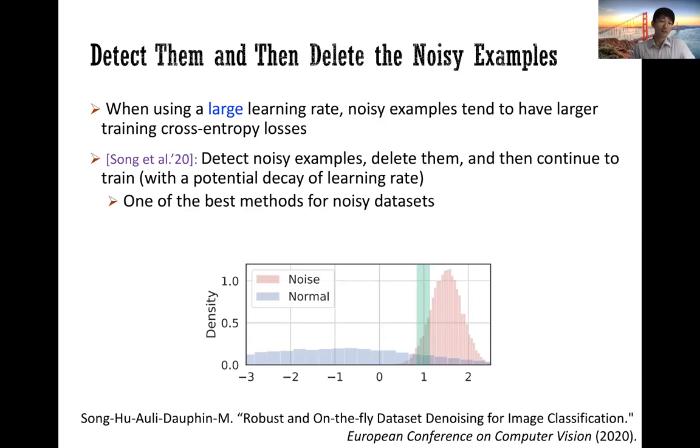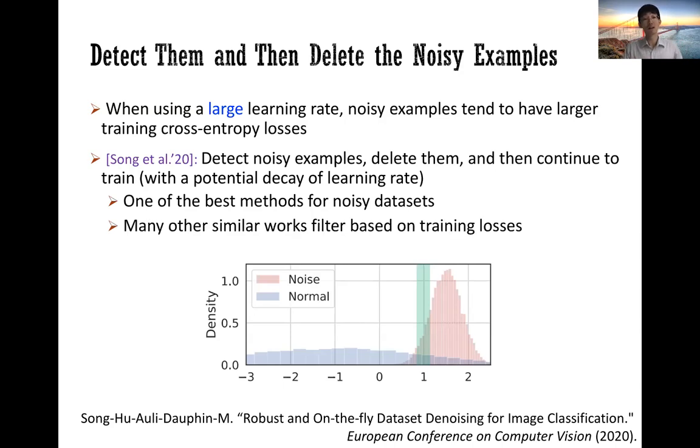We wrote this paper 2 years ago, and still, after 2 years, I think this is one of the best methods for noisy data sets. I highly recommend it. It's very simple to implement. And there are indeed many other similar works that do similar kinds of filtering based on the training losses. So this sounds like generally a good idea: you reweight your examples in one way or another based on the training losses.